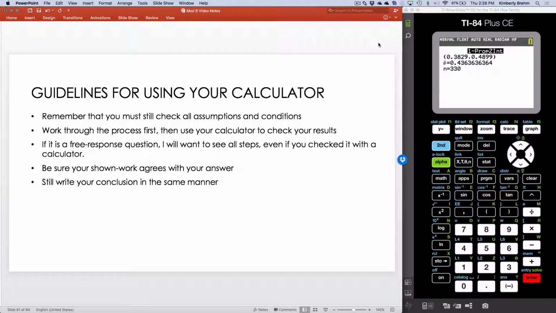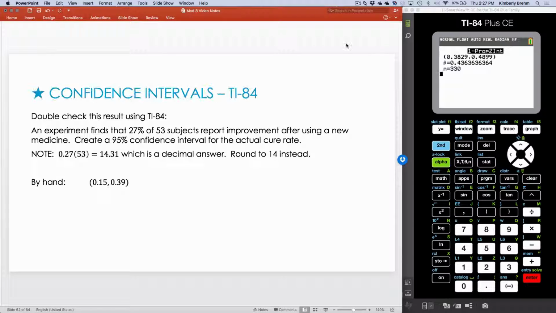Again, guidelines for using your calculator or StatCrunch really is you still have to do most of the work yourself. So you should be using it as a check to make sure that what you did by hand makes sense or that you got it right, but I wouldn't just rely on it completely unless you're doing like a StatCrunch question where they don't require you to show all of that work. Here's one for you to check by hand. So use your TI-84 or 83 to check to make sure that we do get an interval of 0.15 and 0.39 using your calculator.